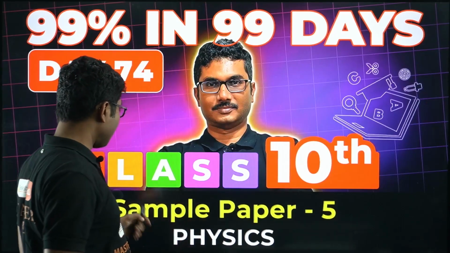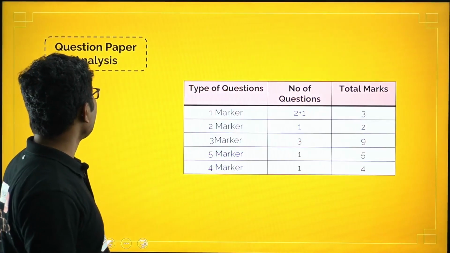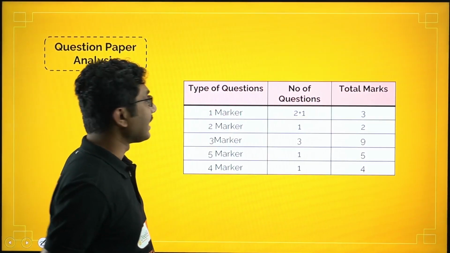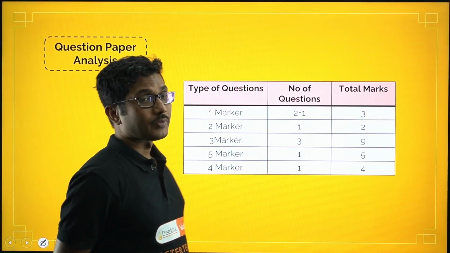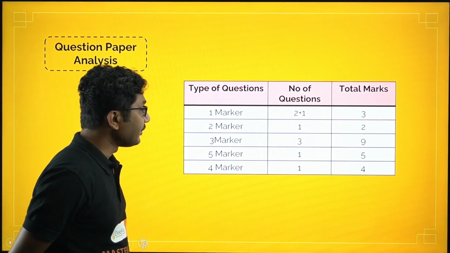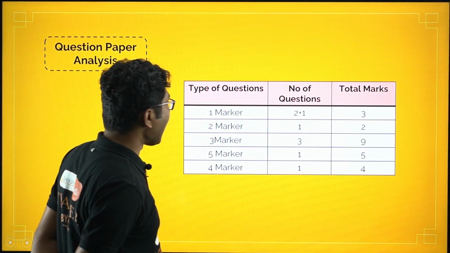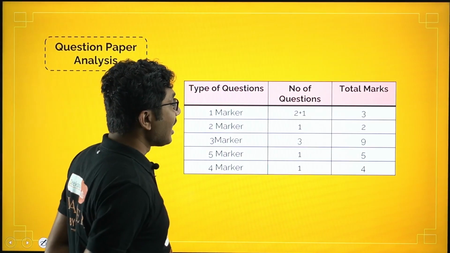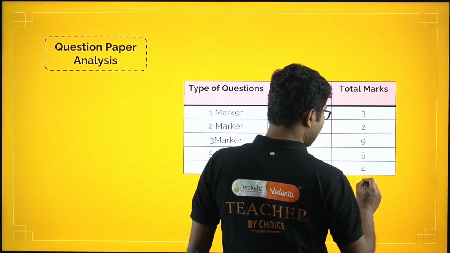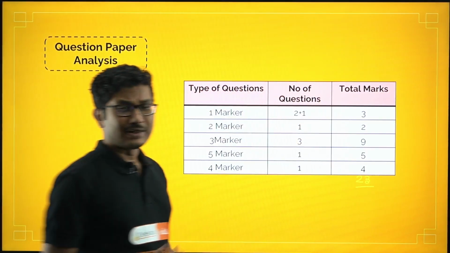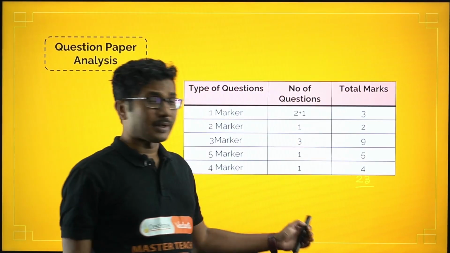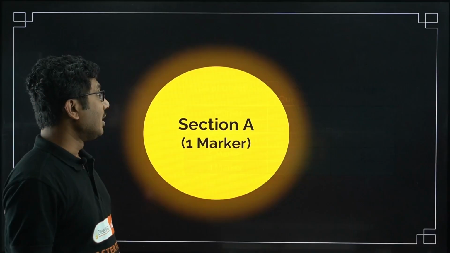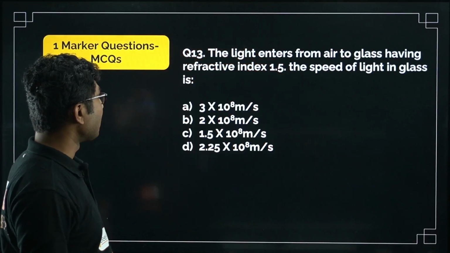So without much delay, let's start with the sample paper. Let's see the question paper analysis. We have 3 marks coming from 1-mark questions, that is 2 MCQs and 1 assertion and reason based question. Then we have 1 two-marker question, 3 three-marker questions, 1 five-marker, and 1 four-marker as usual. So the total marks come out to be 23, I think. Generally 25 marks are allotted to physics, but this paper has only 23 marks, so 2 marks less for this paper. So let's start with Section A, that is the 1-marker questions.